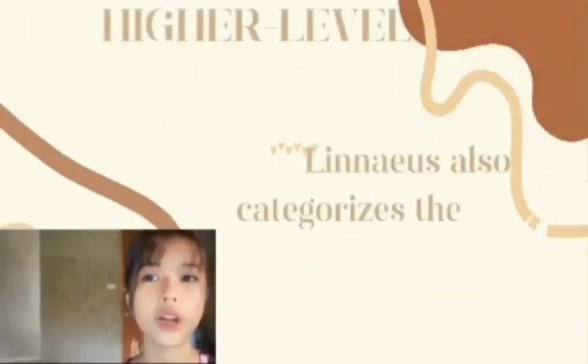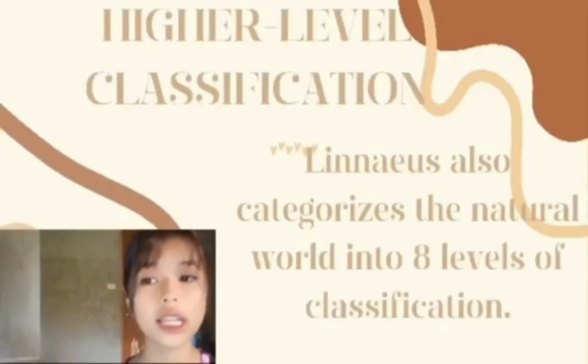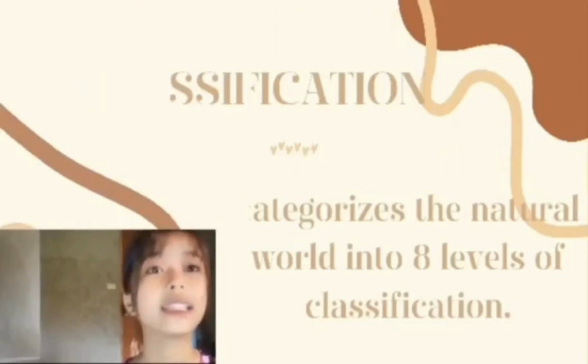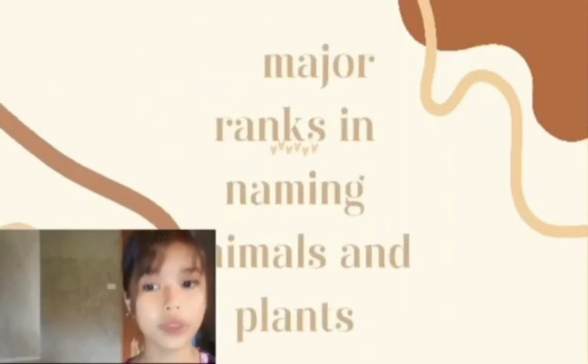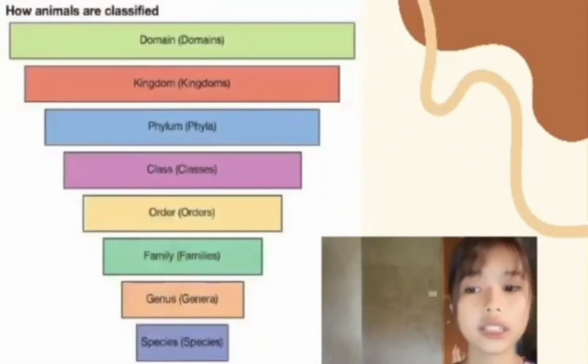We have here the higher level classification. Linnaeus also categorized the natural world into 8 levels of classification. The classification system commonly used today is based on the Linnaean system and has 8 levels of taxa. From the most general to the most specific, these are domain, kingdom, phylum, class, order, family, genus, and species.